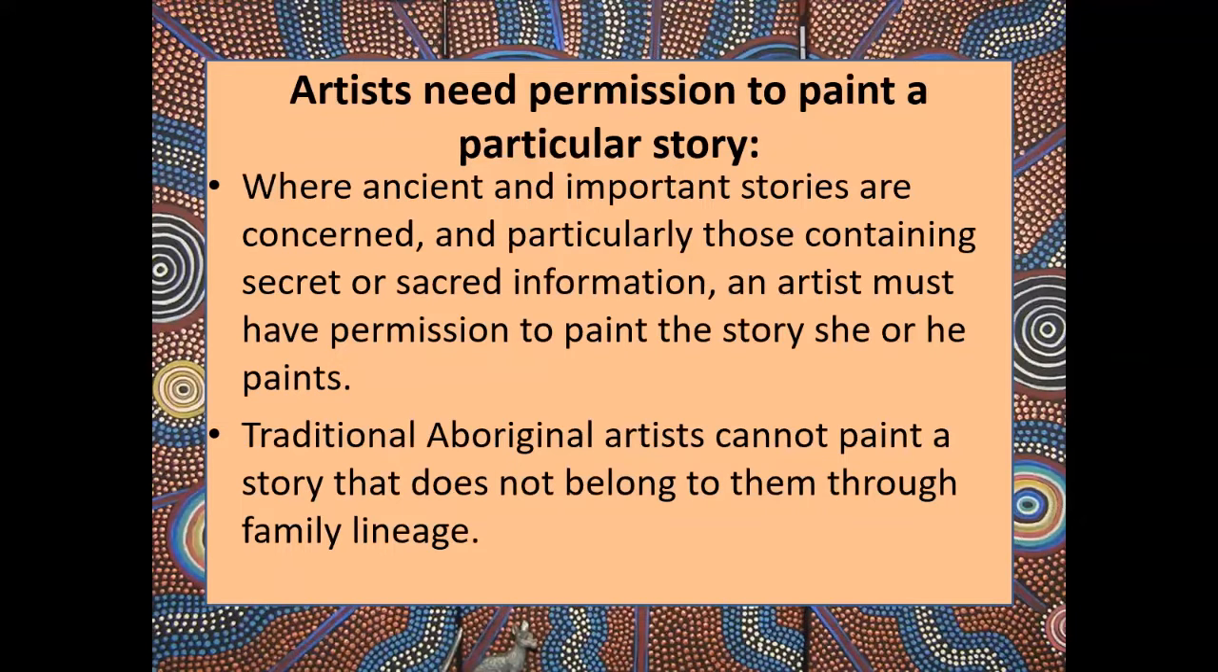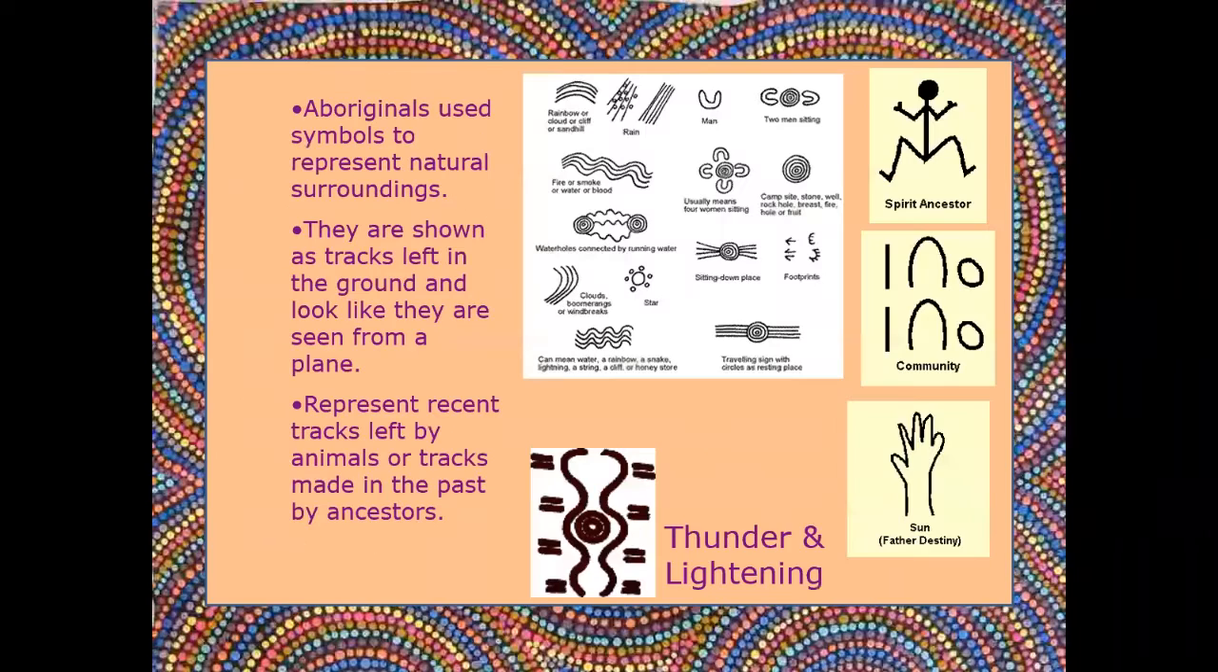So artists need permission to paint a particular story. Remember in the Dreamtime story, it was kind of like the totem, where they belong to that tribe. So traditional Aboriginal artists cannot paint a story that does not belong to them through their family lineage. It's very much part of the culture, and you can't just tell a story that doesn't belong to you. So I want to circle back to the symbolism that we talked about.